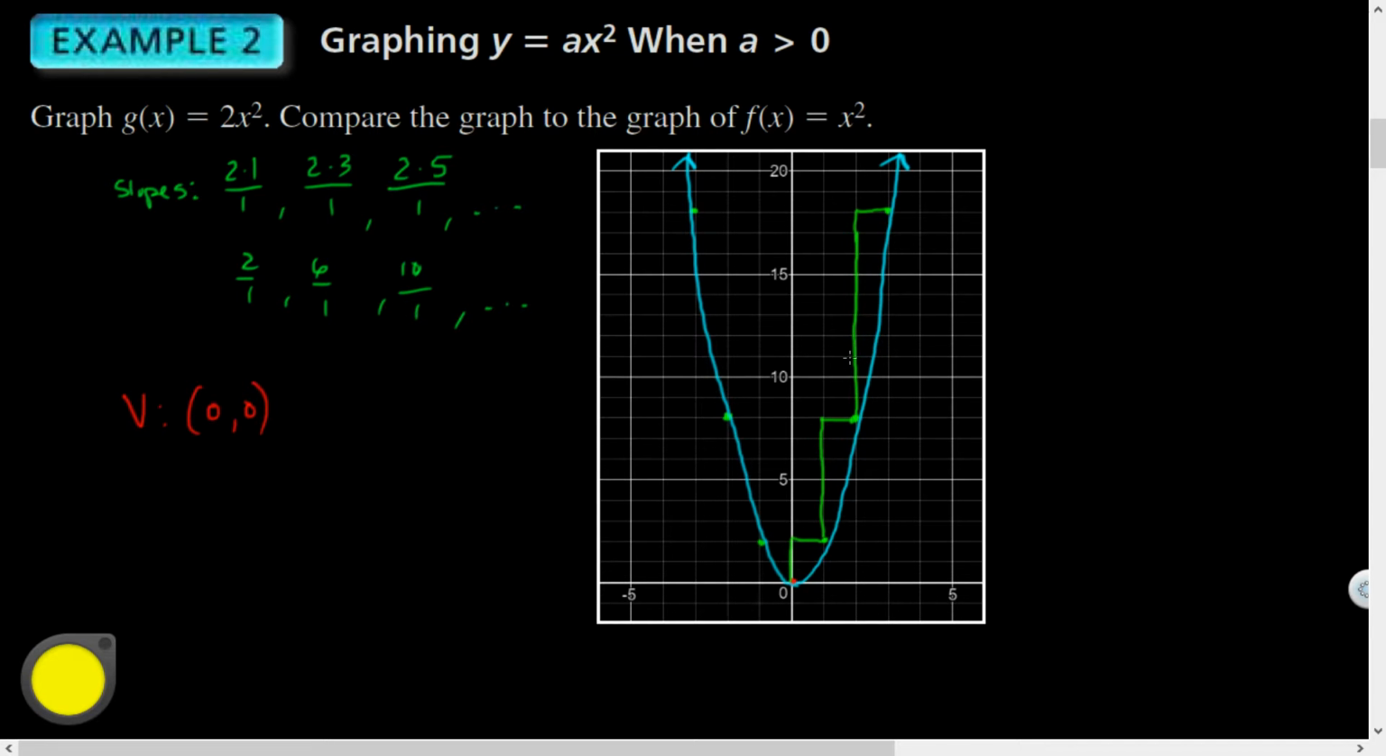So there's our parabola. Right, super quick, way better than making a table of values. As far as comparing it to the graph of that, it was a vertical stretch by 2, right? So let's get to some of these more interesting problems.